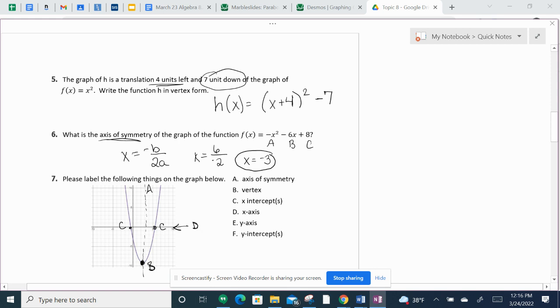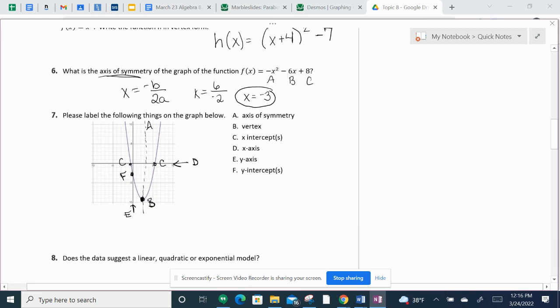D asks for what is the x-axis, so the x-axis is this one right here, so that's the D. E asks for what is the y-axis, that's this one here, so I'm going to put the letter E there. And finally, F stands for the y-intercept. And although we may not have talked about this one so much, if x-intercept is where the graph crosses the x-axis, then y-intercept must be where it crosses the y-axis. So I'm going to label that one F.